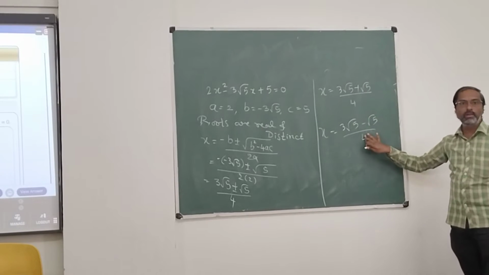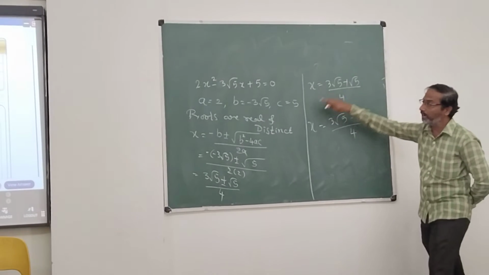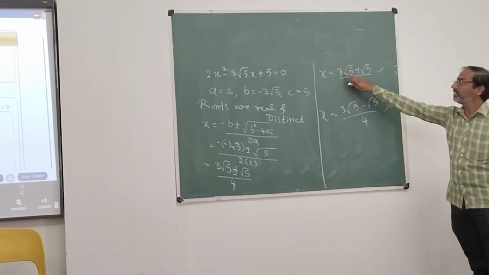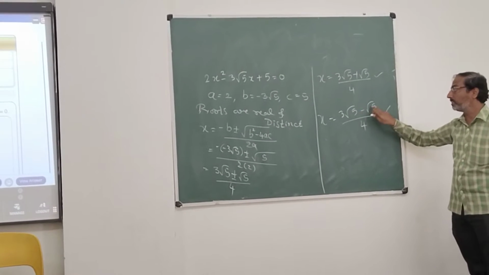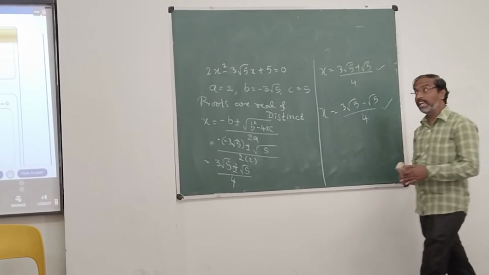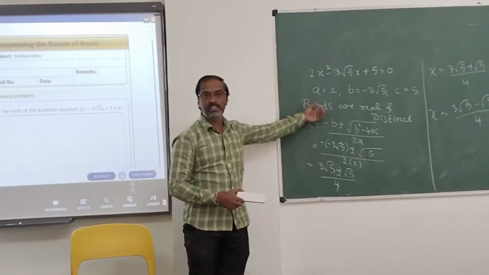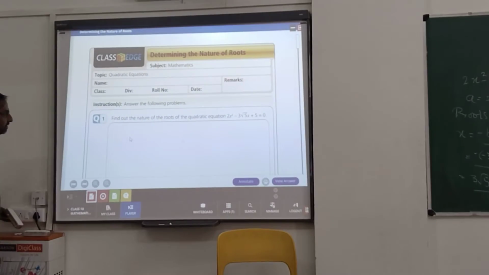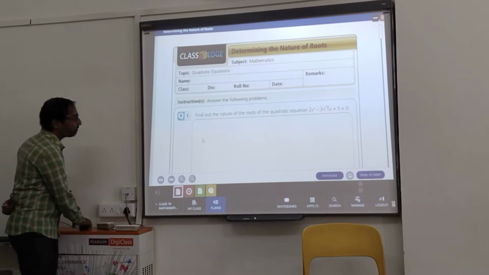So how many roots did we get? We got 2 roots. And what is the nature? They are real roots but distinct. Distinct means 2 different roots. 3 root 5 plus root 5 by 4, and another is 3 root 5 minus root 5 by 4. So these are 2 different roots. Next we'll see some verbal sums or day-to-day life sums from this. We'll take a few examples and try to solve those equations.